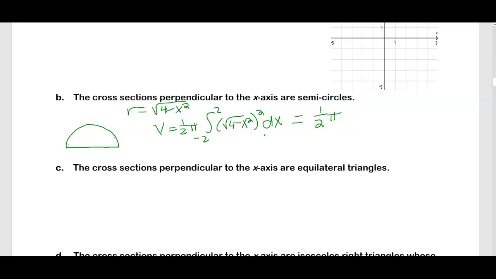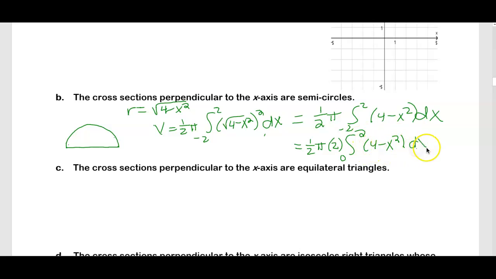Remember, it's the symmetry multiplied by 2. Right. 2 times 4, which made it 8. And so the 16 thirds was on the inside, and then we multiplied it by 8. No, the answer is... Look, right here. Pause this. Okay? If I change this bound, it's 1/2 pi times 2, I got 32 thirds, from 0 to 2 of 4 minus x squared dx.